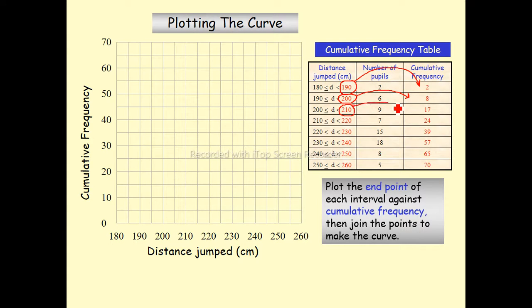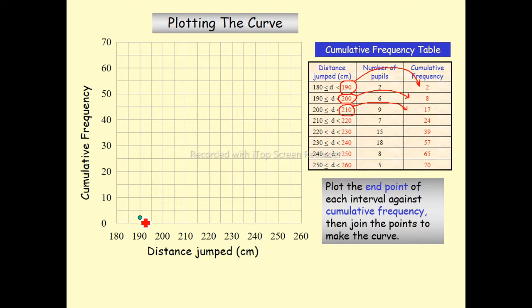So the first thing we're going to plot is 190 and 2. So we go on our x-axis and we plot out 190 and then 2. So if this is 10, and then this is 5, it would be right there, I guess. The wheels have turned. Very good.